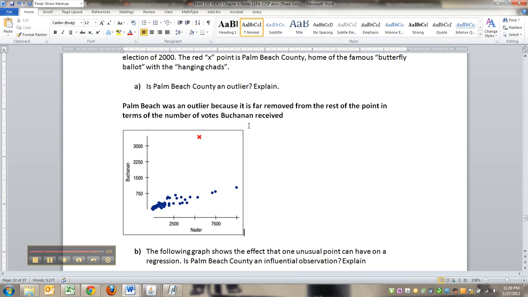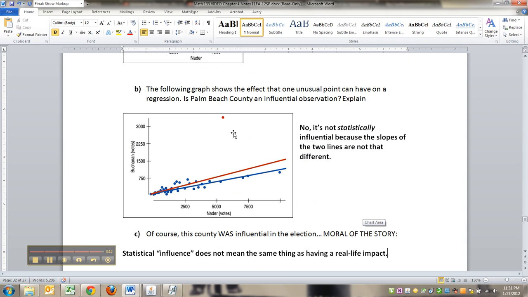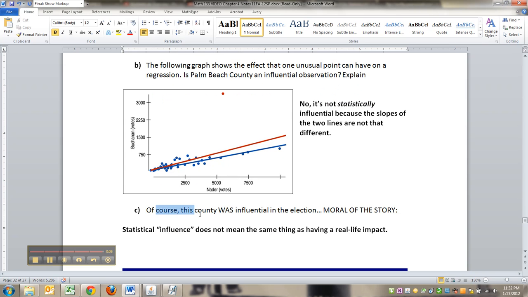Palm Beach is definitely an outlier because it's got a lot more Buchanan votes than any other county, way higher. But it's not really an influential outlier because the lines are not that different. But of course, this is an influential county because this is what decided the election. So keep in mind that statistical influence is not the same thing as real life influence.